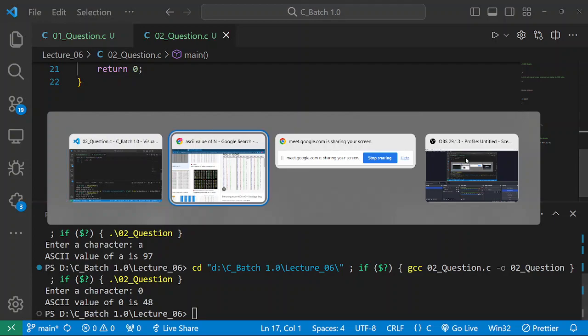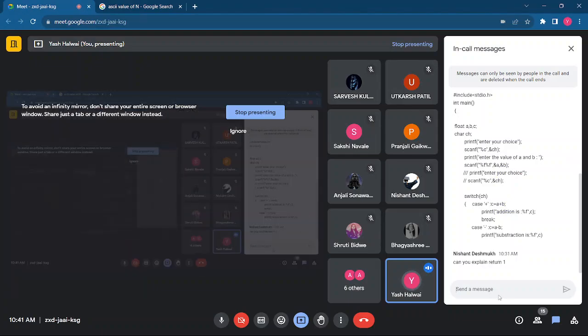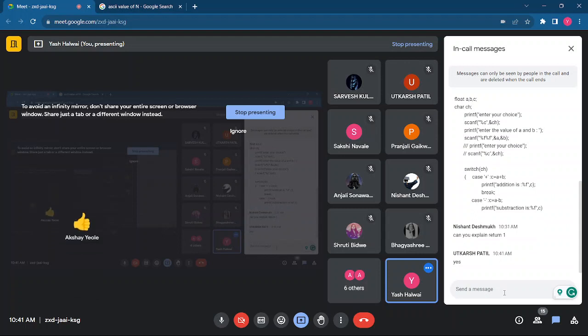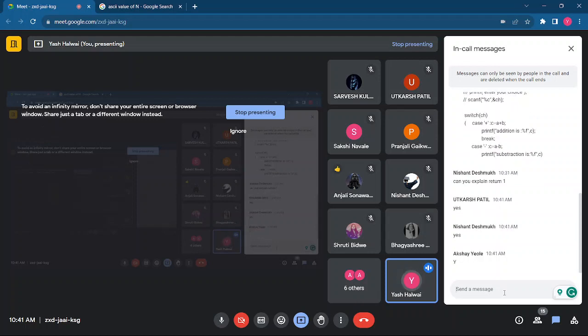Now it is clear. Where is my screen? Now the ASCII point is clear. Please let me know through comment, yes or no, other students. Have you written code with me? Have you run it on your PC? Okay, okay.